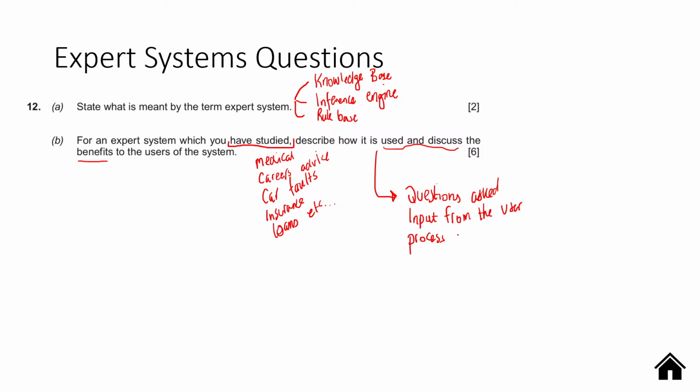So we process the facts against the rules. And with the facts, when you say you're processing the facts, you'd say the facts come from the knowledge base. So you'd explain your process again, you'd explain your knowledge base, you'd explain your inference engine and your rule base being involved and how they all link together.